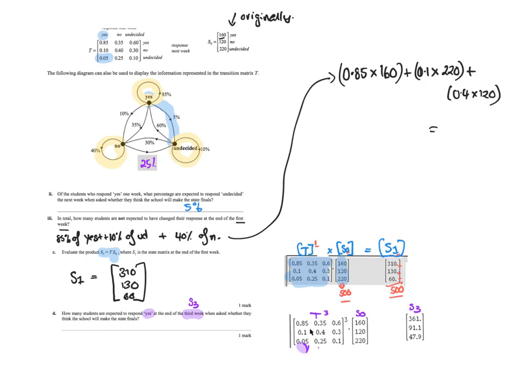yes, no, undecided. So this must be yes, no, undecided, and this is yes, no, undecided. So they actually just want how many said yes. So we just want this amount there, 361. So we'll write how many students are expected to respond yes, 361 students.